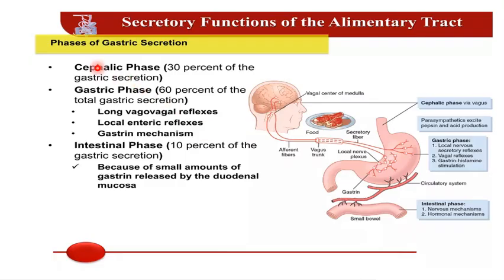The first is the cephalic phase, which constitutes about 30% of the gastric secretion. Second is the gastric phase, which constitutes about 60% of the gastric secretion. And third is the intestinal phase, which constitutes about 10% of the gastric secretion. Among these three phases, the cephalic and gastric are excitatory phases, and the intestinal phase is a minimal excitation, and it is predominantly an inhibitory phase. So this is the percentage division of the gastric secretion.